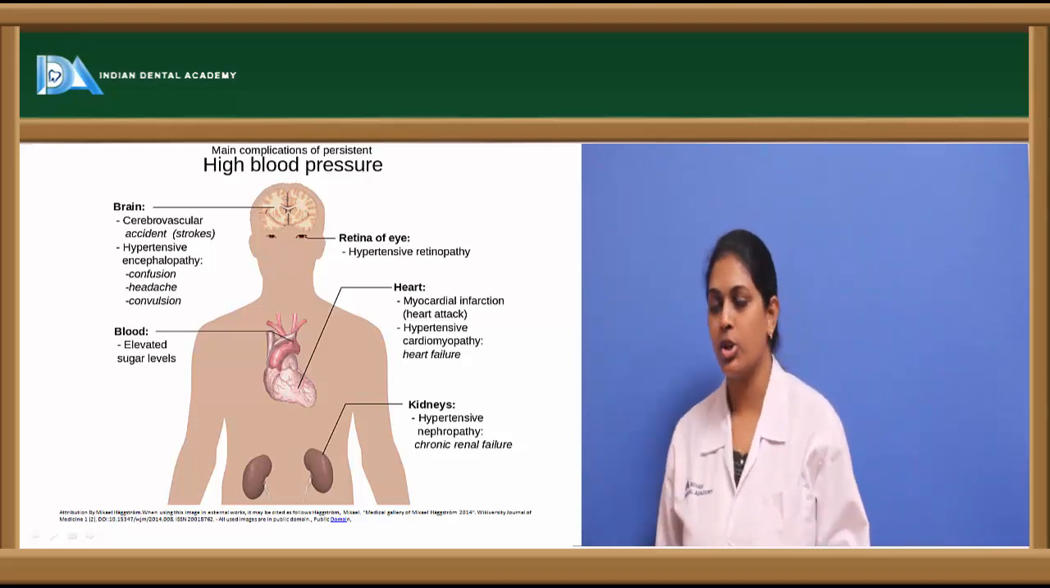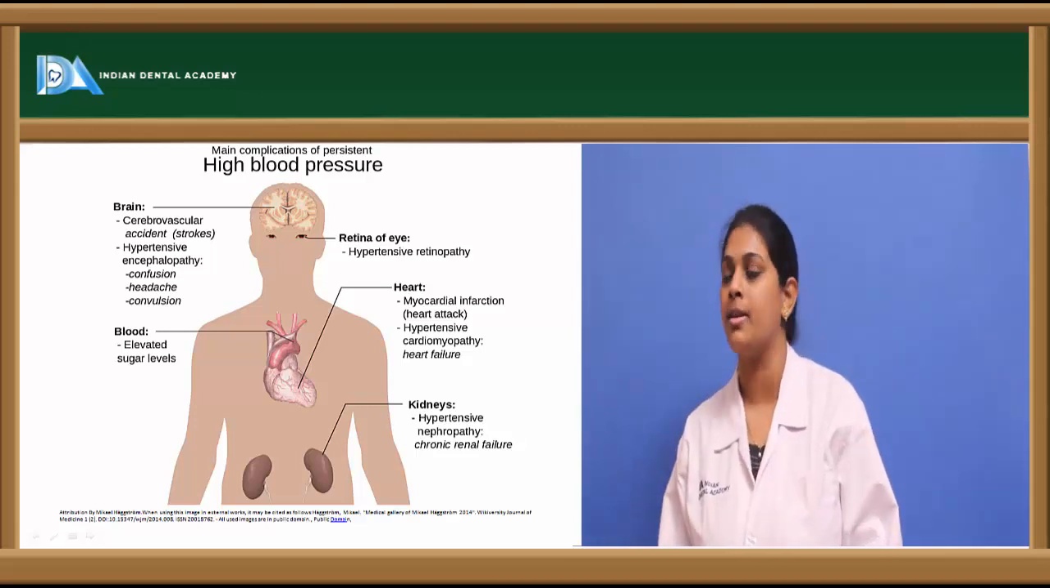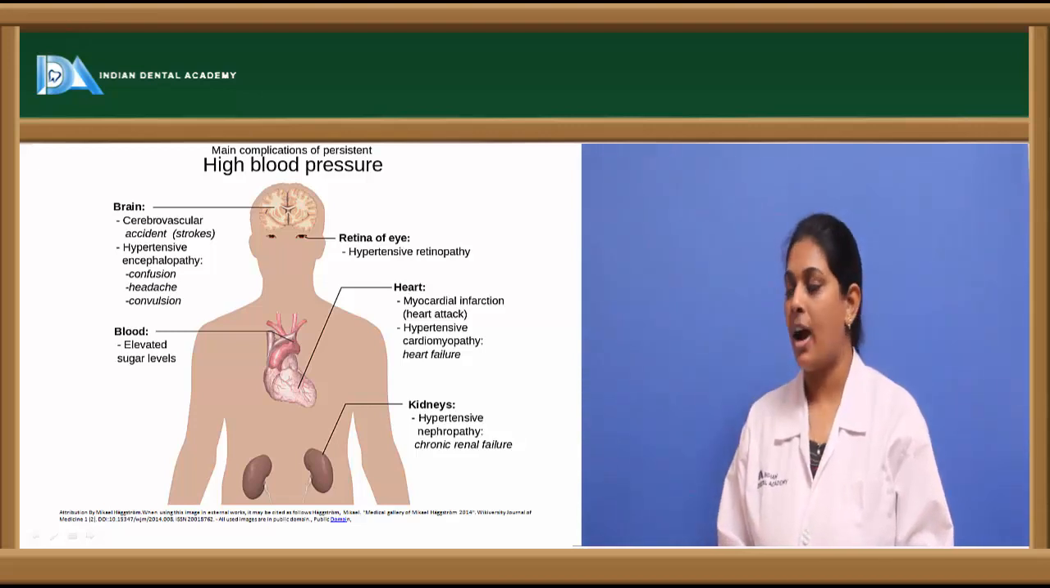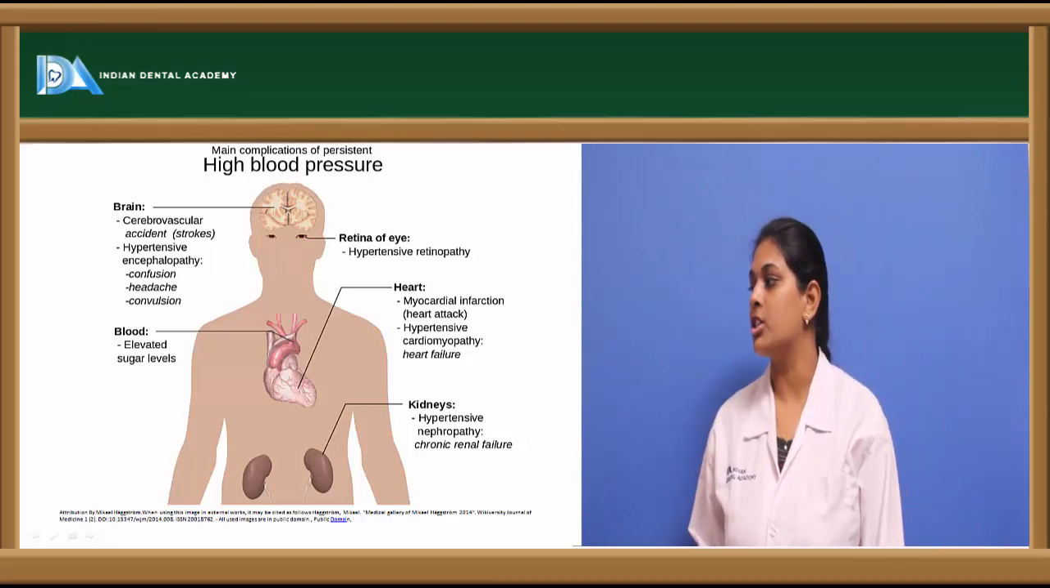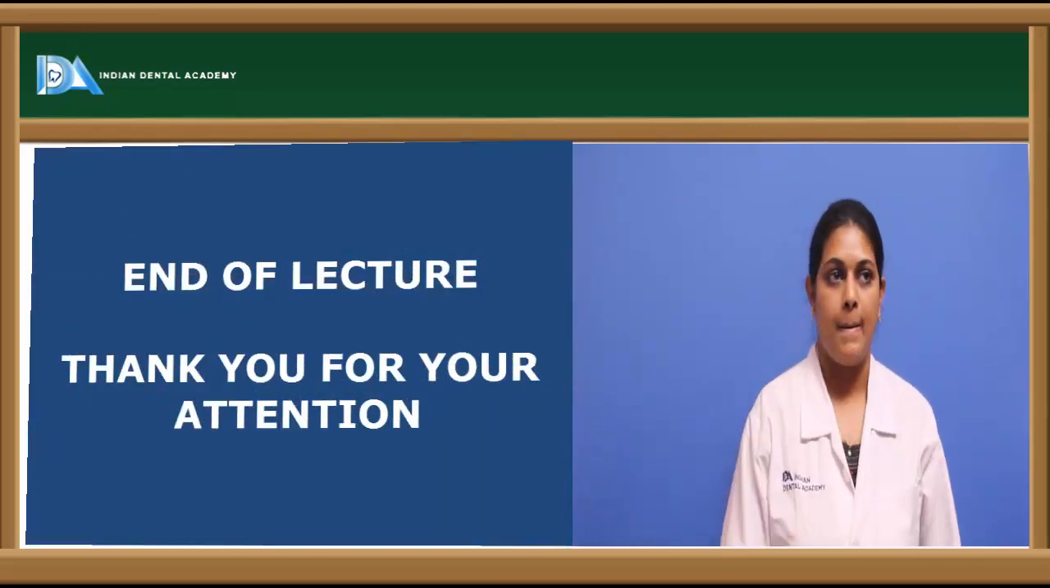And in the kidneys, it usually shows hypertensive nephropathy because of the alteration in the renin-angiotensin mechanism. It might cause nephropathy, that is, disease of the parts of the kidney, and results in chronic renal failure. These are the complications which are seen because of high blood pressure.